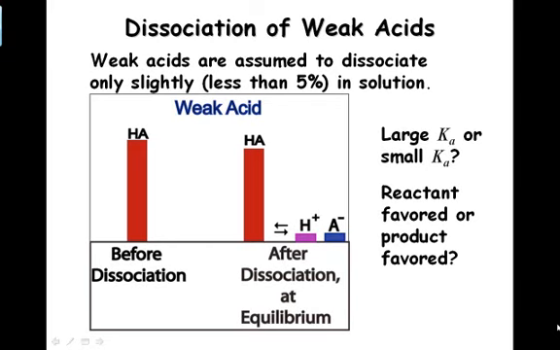That's why weak acids tend not to be as acidic, because they're not spitting out a whole bunch of H plus into solution, whereas the strong acids basically give up all their H pluses. And pH is a measure of those H pluses that are in solution.